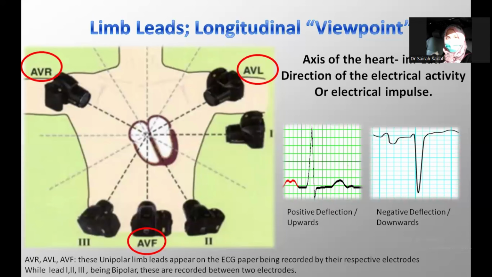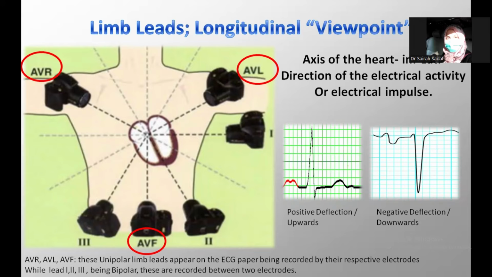Okay. All right. So anyway, in the AVL lead it is always positive. Why? Because it is recorded by the electrode placed on the left side, which detects the electrical activity moving towards it. Why? Because of the axis of the heart. What is the axis of the heart? It's left lateral. It's left, inferior, and left. Just remember that. Inferior and left.